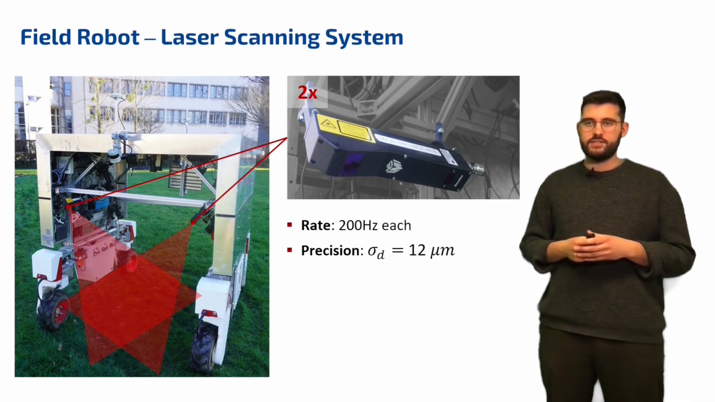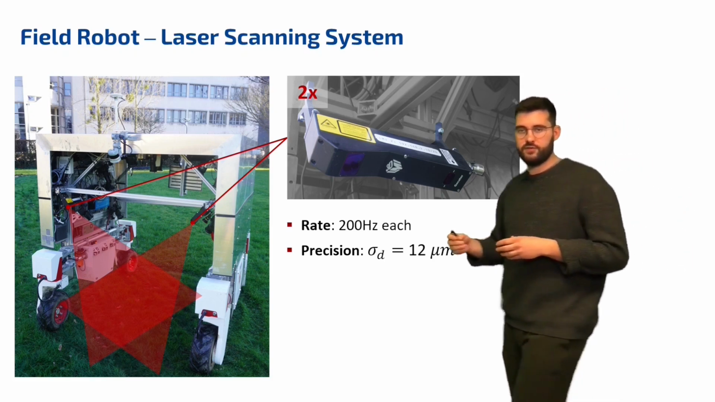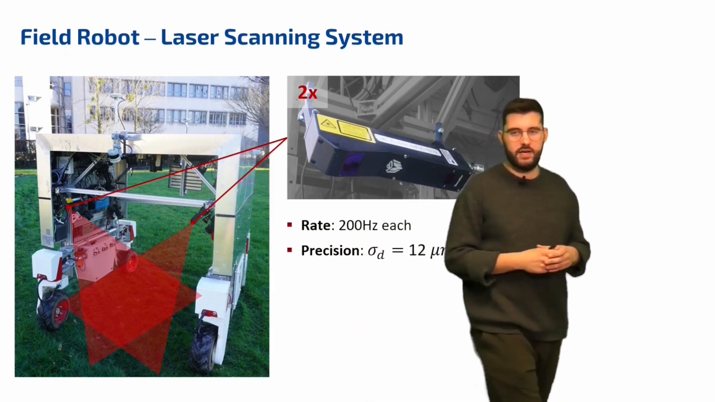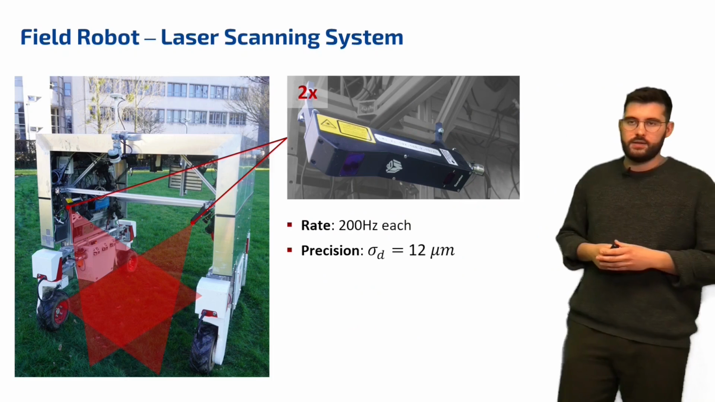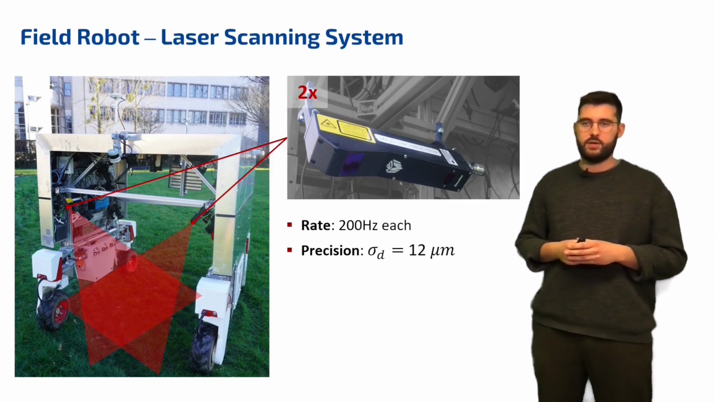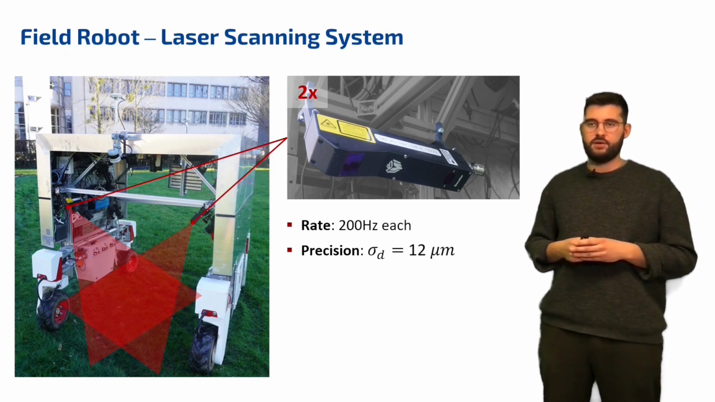The laser scanning system consists of 2 industrial-grade laser scanners. They have a really small field of view of about 70 degrees, and they are looking from the left and right side onto the crops. They have a really high rate, so each has a rate of 200 Hz, and they are also very precise at a repeatability of 12 micrometers.